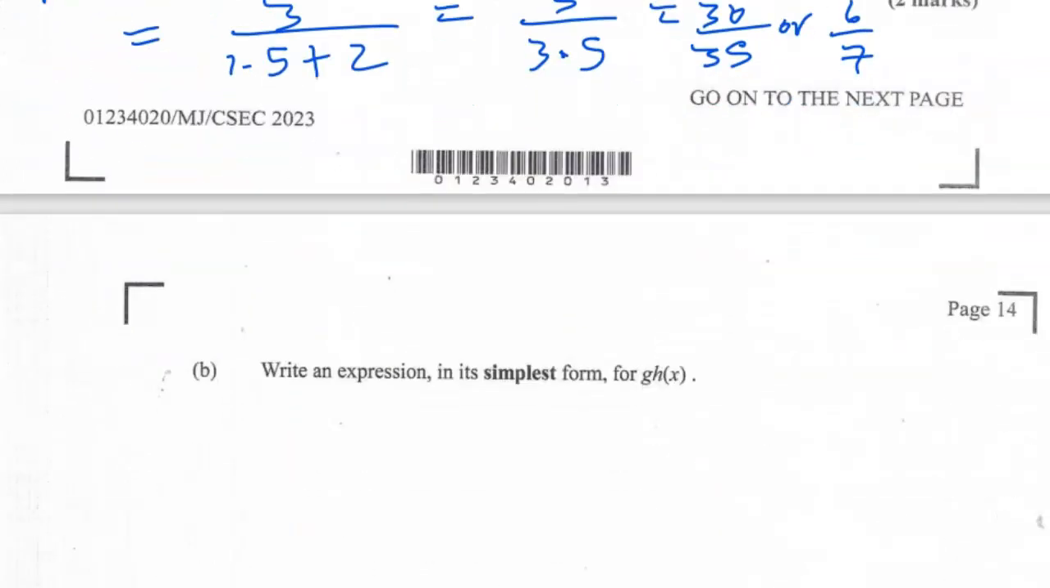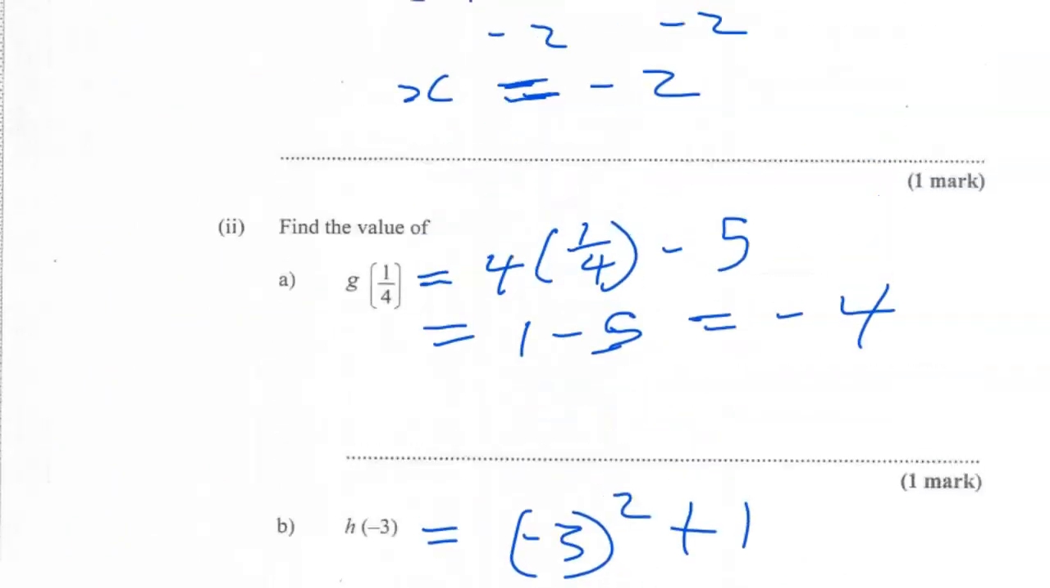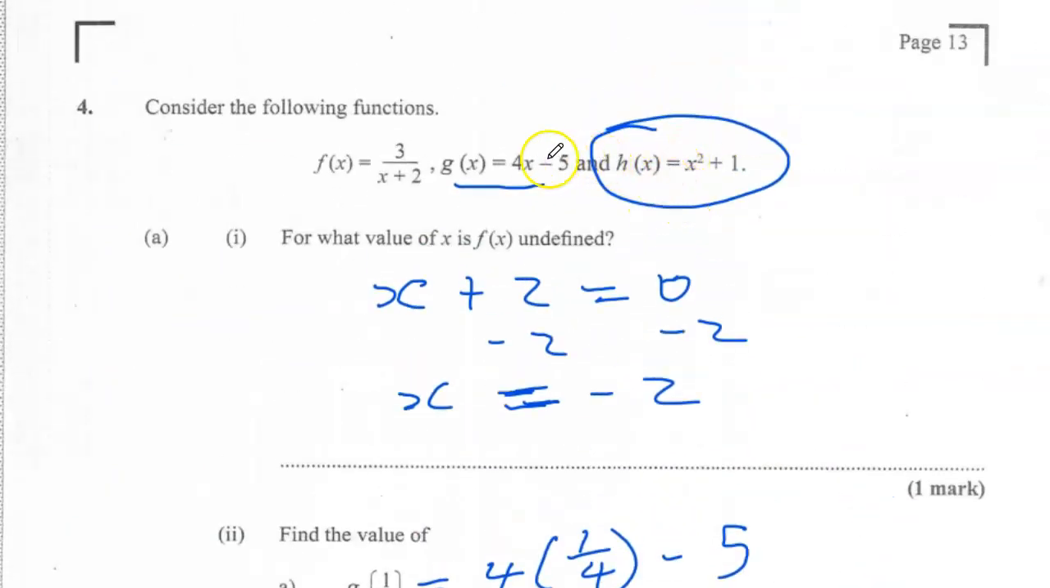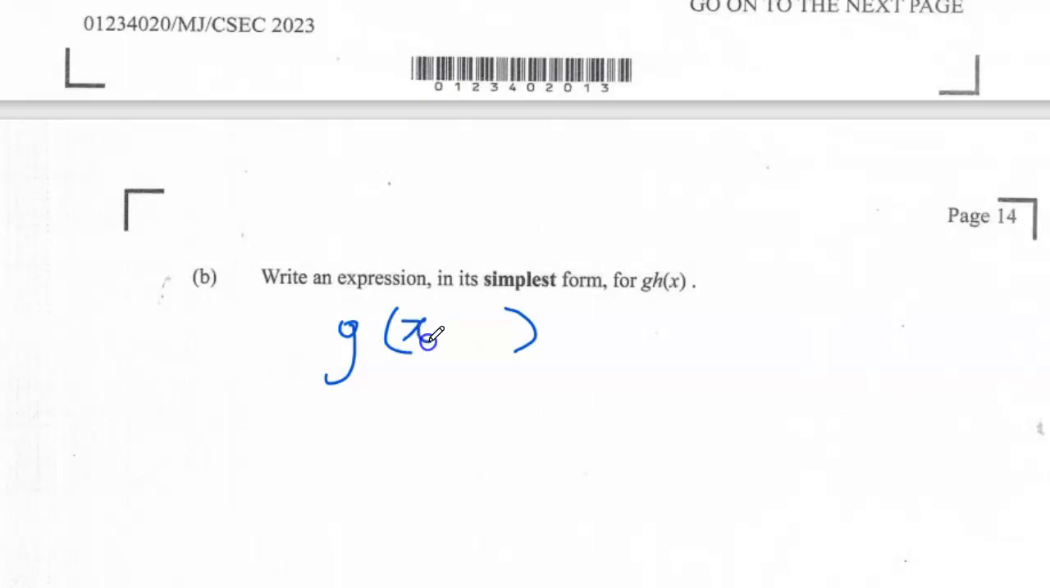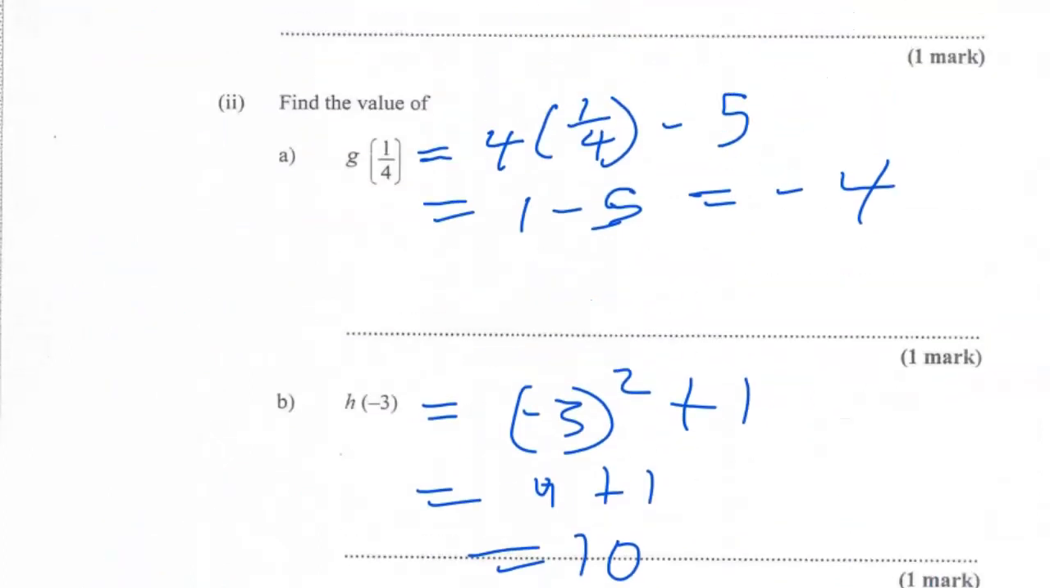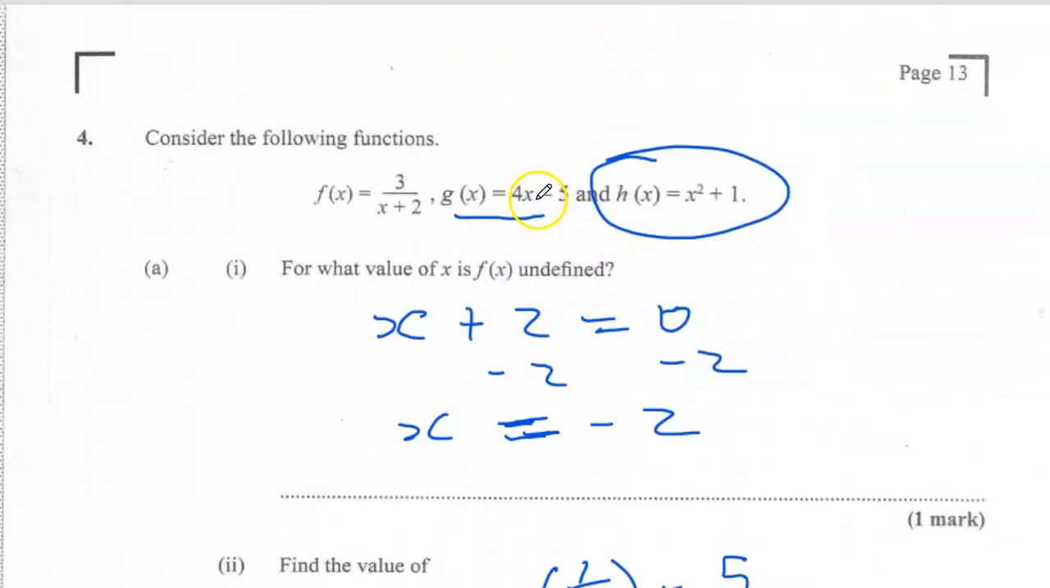As we continue, write an expression in its simplest form for g of h of x. So what's h of x? We substitute h of x. h of x was x squared plus 1, and g was 4x minus 5. So you're substituting x squared plus 1 into 4x minus 5. In the function g, we replace x with whatever is inside the bracket, x squared plus 1. So 4 times x becomes 4 times (x squared plus 1) minus 5.